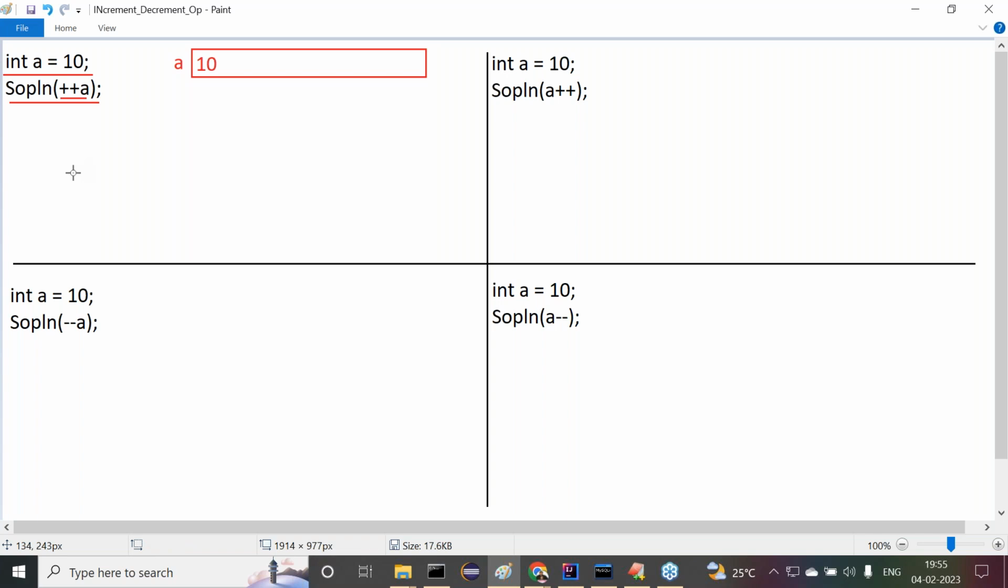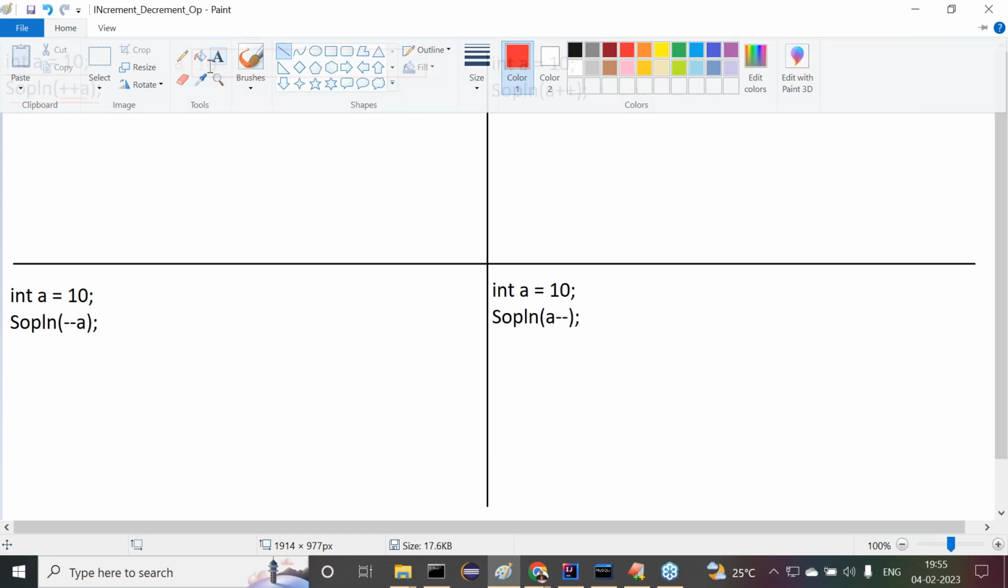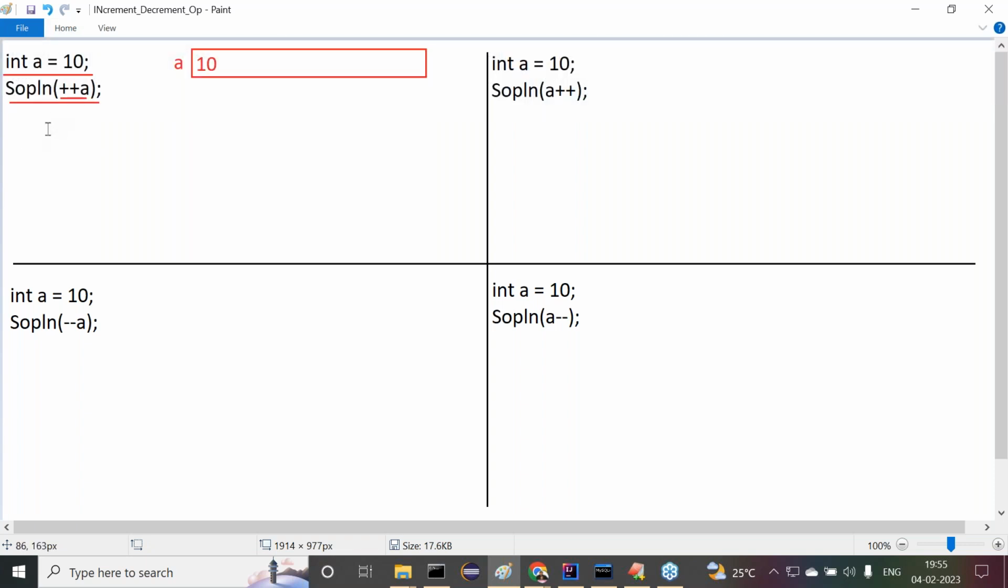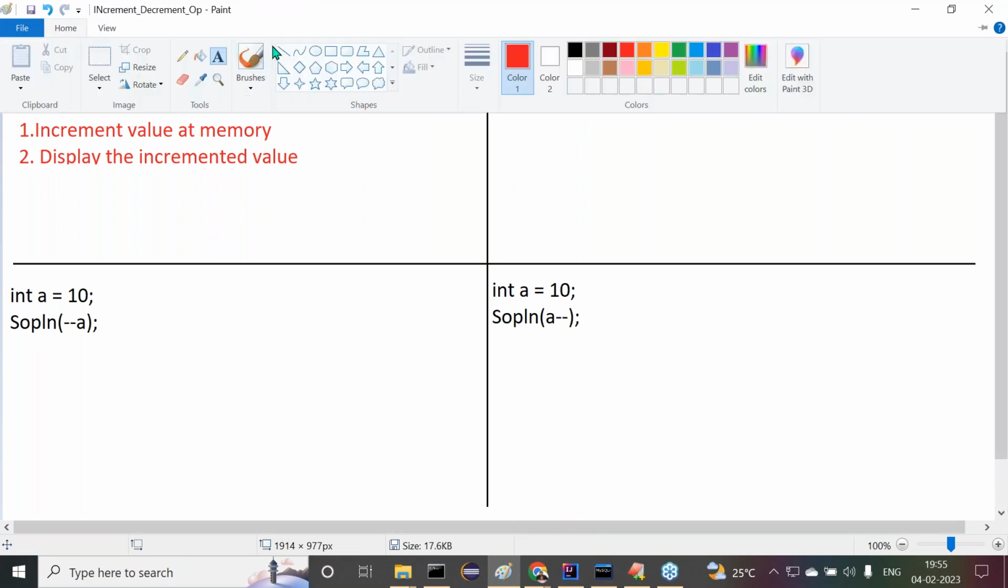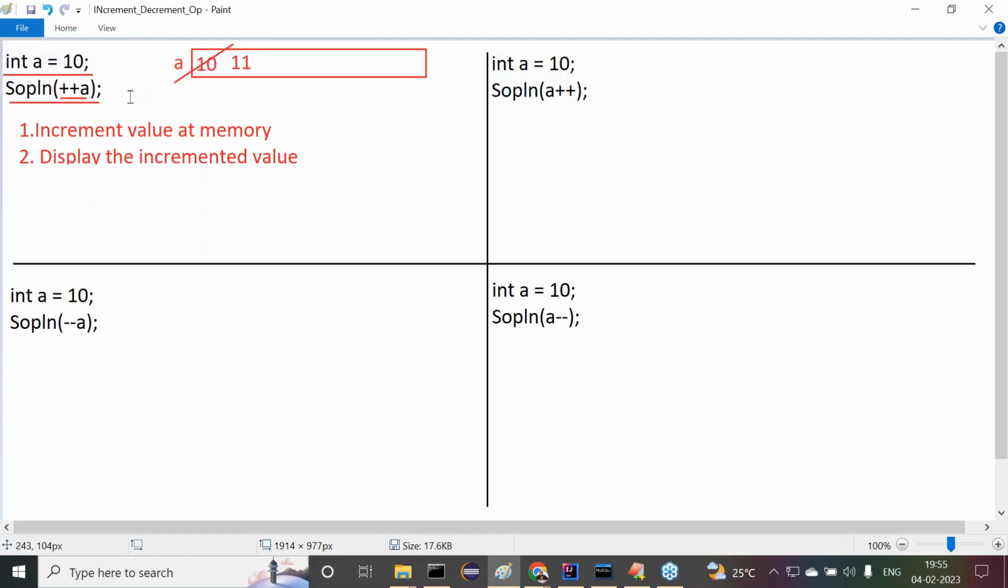If it is a pre-increment, first of all the value will be incremented at memory. Then after that, the incremented value will be participated in the expression. So, the steps I'm telling: the first one is to increment the value at memory. The second one is to display the incremented value. So first at memory, the a value will be incremented by 1. What value do we get? 11. After that, the output value is the incremented value, 11. Right or not? That is pre-increment. Please remember this.